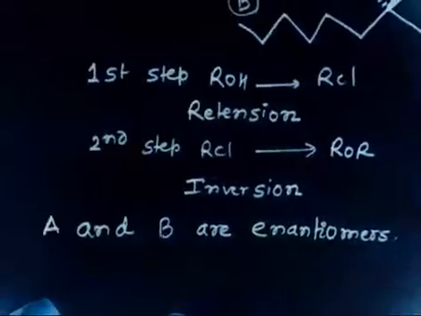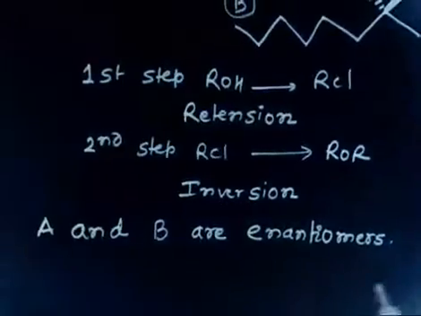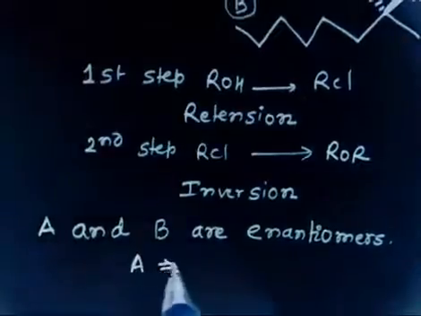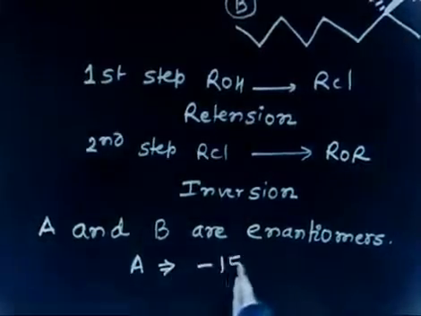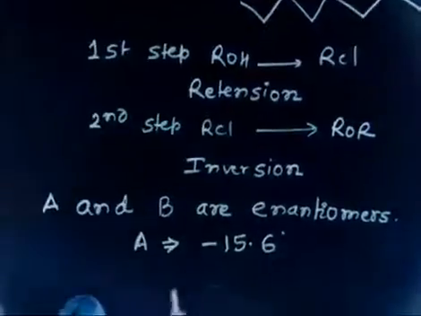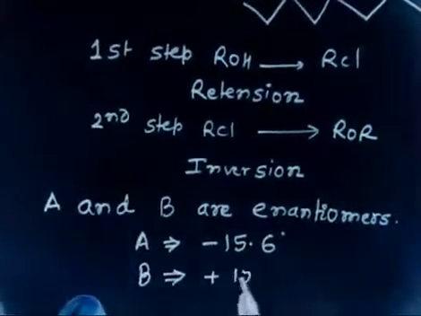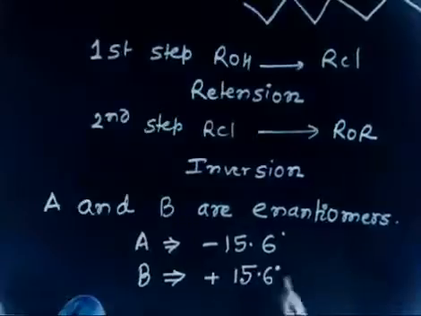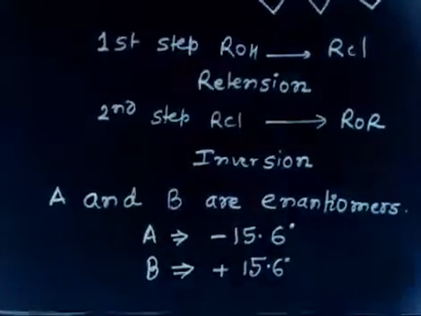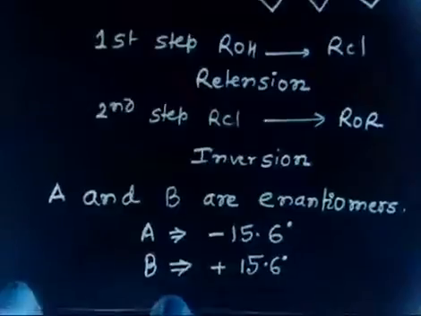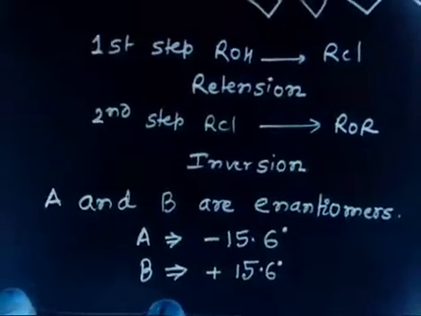If they are enantiomers, the optical rotation will be opposite with equal magnitude. A has an optical rotation of minus 15.6 degree, so B should have an optical rotation of plus 15.6 degree, because this is an enantiomer. I think all of you are able to understand this one. This is quite a good problem.